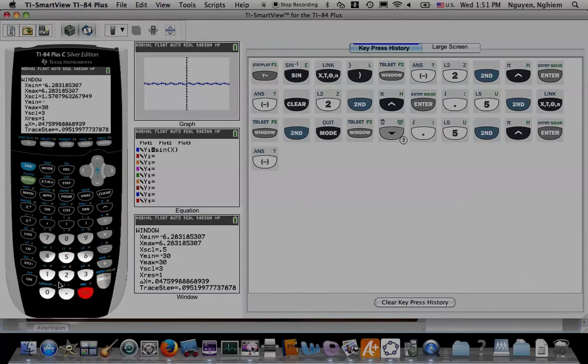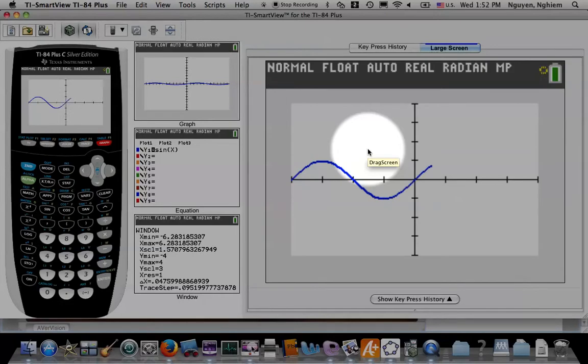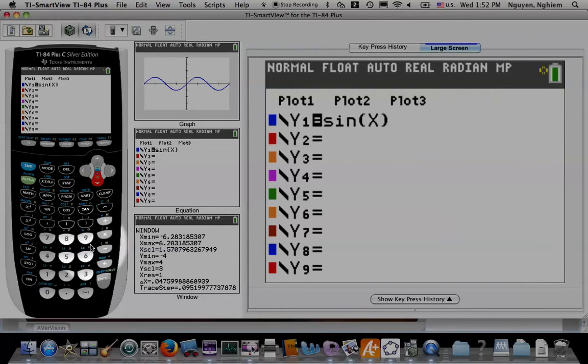Y min, I'm going to go down as far as negative 4. Y max, I'm going to go up as high as 4, and we'll increment this by 1, and we'll hit graph. So that's the graph of y equals sine of x. I can also graph the other function in there as well, and if you have color, it's especially nice. So we're going to graph negative 4 sine of 3x.